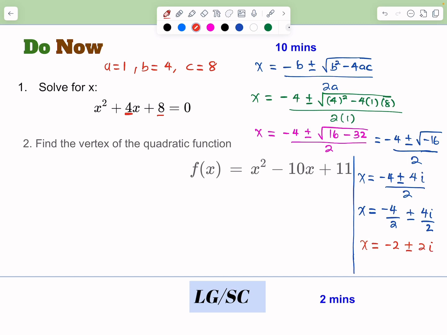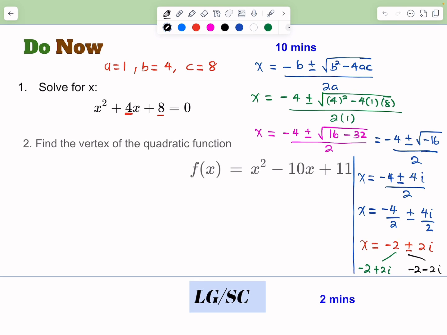This means I have two solutions. The first one is negative 2 plus 2i, and the second one will be negative 2 minus 2i. What do you notice? They are conjugate pairs. These are conjugate pairs. So that will be the solution to the first question.